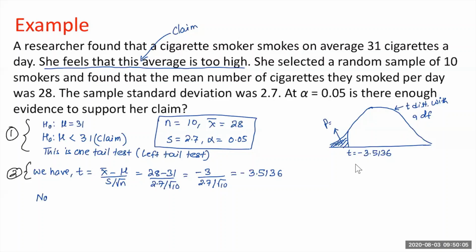Let me write that here, because in the next step we are calculating the p-value. P-value, which we write as P, is equal to TCDF. This is how we write TCDF. And you can access that by going to second vars and number 6 in your calculator. TCDF, the lower limit is up to negative infinity, so negative E99 is your lower. Upper value is negative 3.5136. And then we need the degree of freedom here. The degree of freedom is 9.